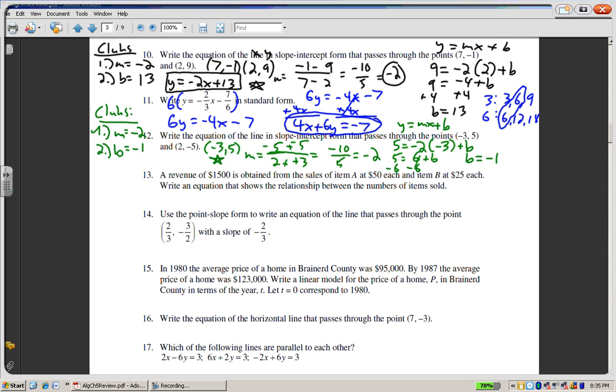So I have both major clues. I'm going to plug them in. Y equals negative 2x. I could say plus a negative 1 or just simply minus 1.